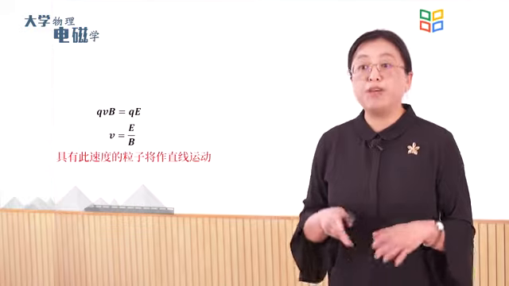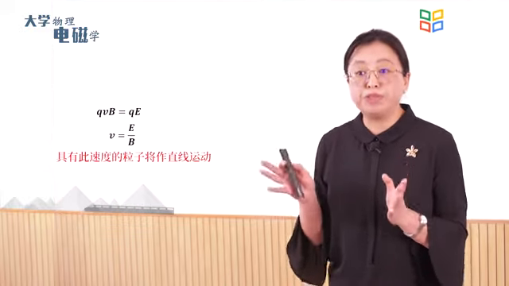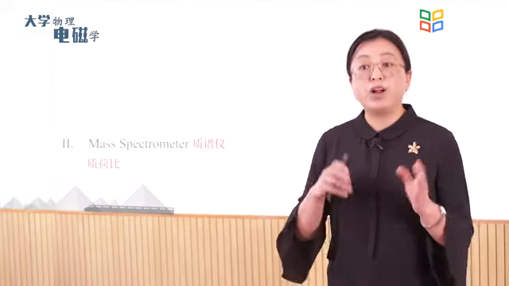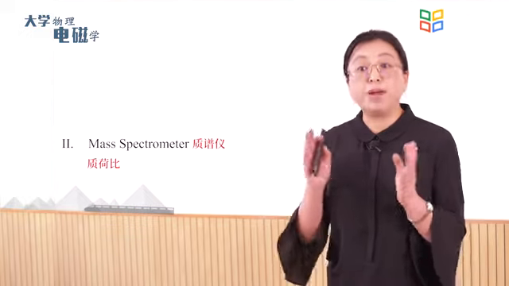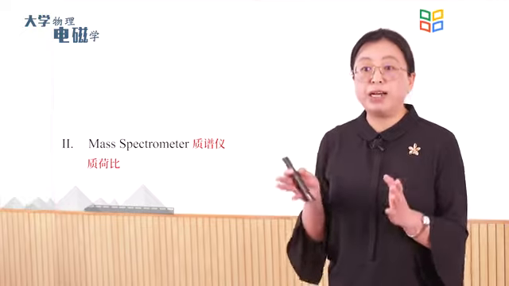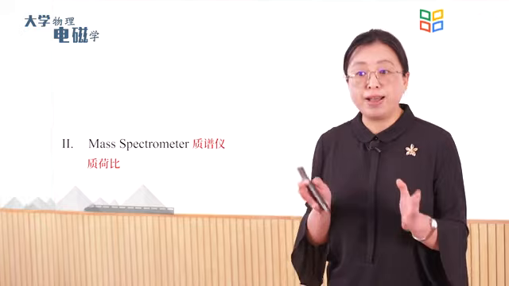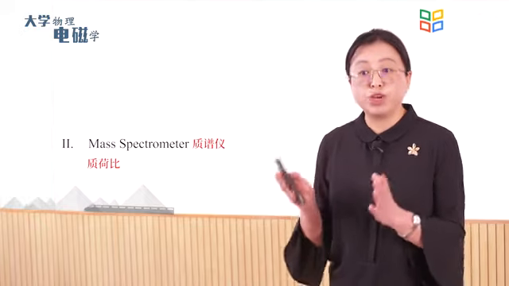The charged particle is now modeled as a particle in equilibrium and moves in a straight vertical line through the region of the fields. We find only those particles with this speed will be able to move in a straight line. We call this configuration a velocity selector. A velocity selector can be applied in a device called a mass spectrometer. It can be used to separate ions according to the mass-to-charge ratio.